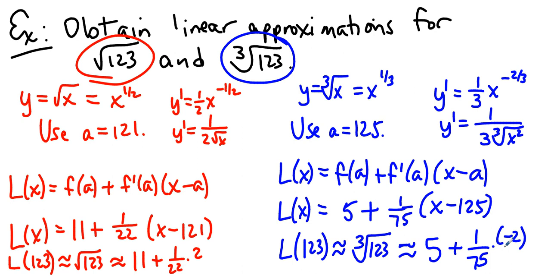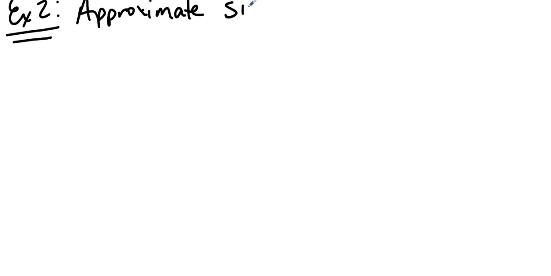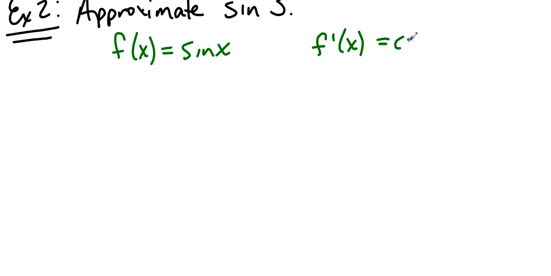It doesn't just work with the square root function, it works with the sine function. Approximates the sine of 3. 3, that's 3 radians. That's not 3 degrees, that's 3 radians. All of calculus is done in radians. So same game. The function in question is the sine function. So its derivative is pretty straightforward.